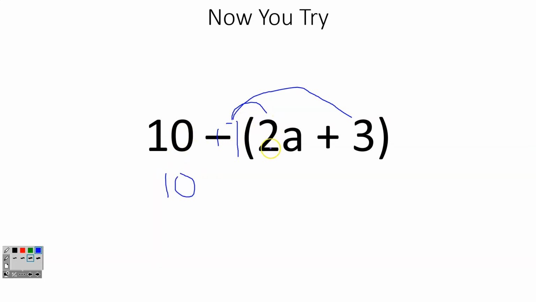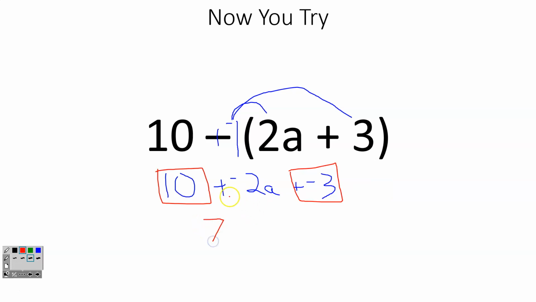A negative 1 times 2a is going to be a negative 2a. And negative 1 times a positive 3 is going to give me a negative 3. So now I see some stuff that I can combine. I can combine my 10 and my negative 3. Positive 10 and 3 negatives, that's going to give me a 7. I can't combine that negative 2a with anything, so I'm just going to go ahead and bring it down. There's my final answer.